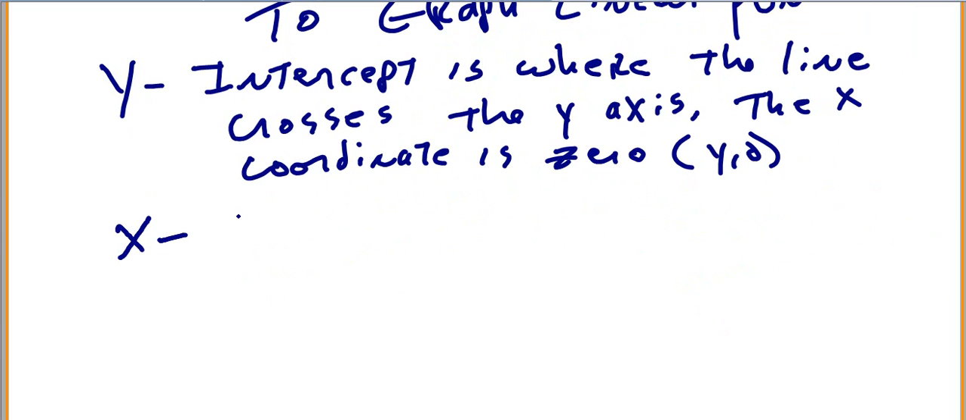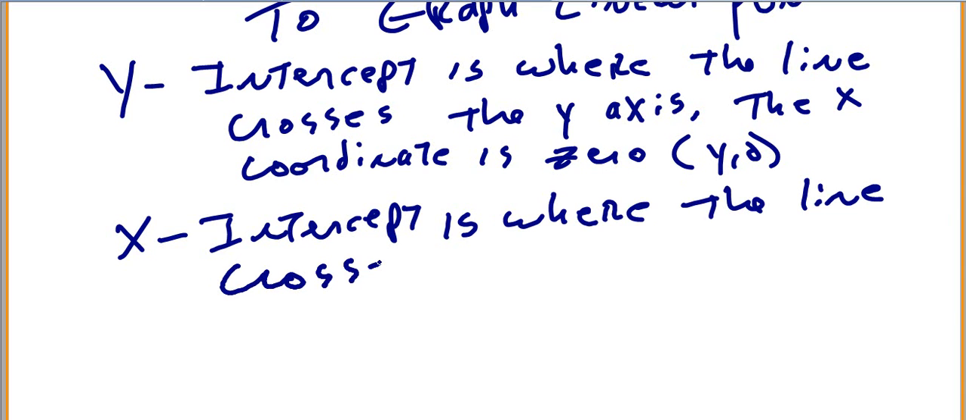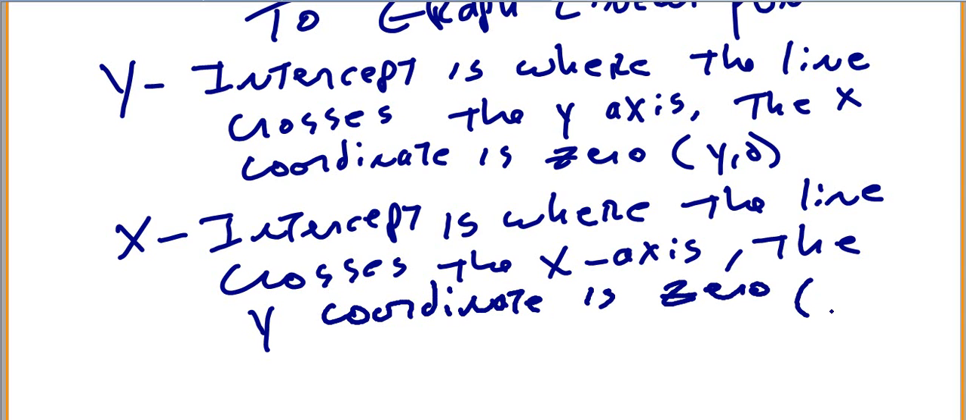Your x-intercept, what do you think that is? This is where the line crosses the x-axis. The y-coordinate is 0. So it does look like something (x, 0), right?